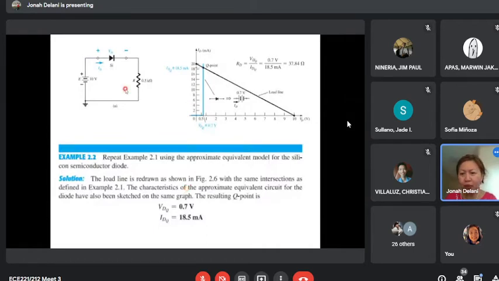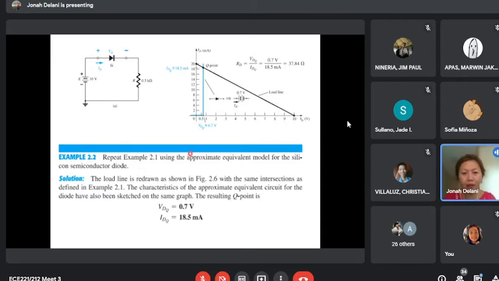Let us look at another example. It's a continuation actually. Repeat example 2.1. That was the previous example. Using the approximate equivalent model for the silicon semiconductor diode. Do you still remember the approximate model of the diode?